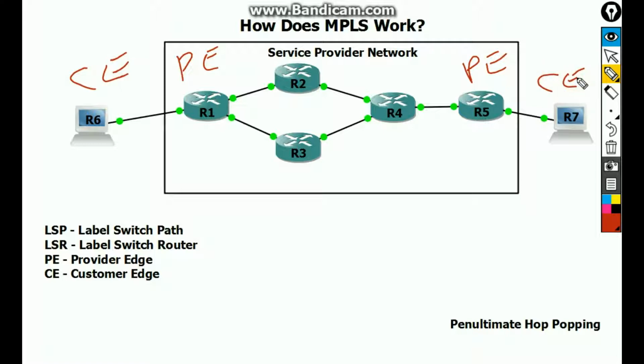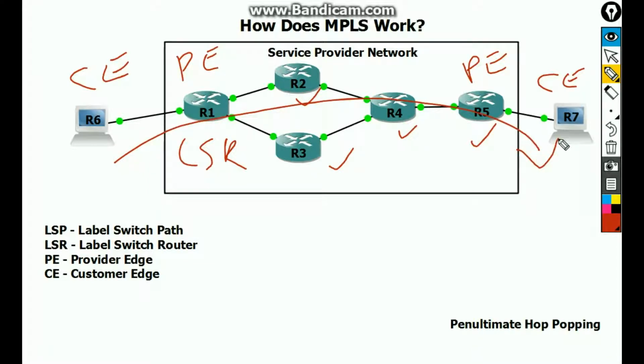And then every router that is running MPLS in a service provider network is going to be called an LSR, a label switch router. Routers 1, 2, 3, 4, and 5 are all running MPLS, so they're all going to be called label switch routers. Now, as packets move throughout this MPLS network, the path that they take is called the LSP, the label switch path. So if I send a packet from computer R6 all the way to computer R7, the path that it takes is called the label switch path.